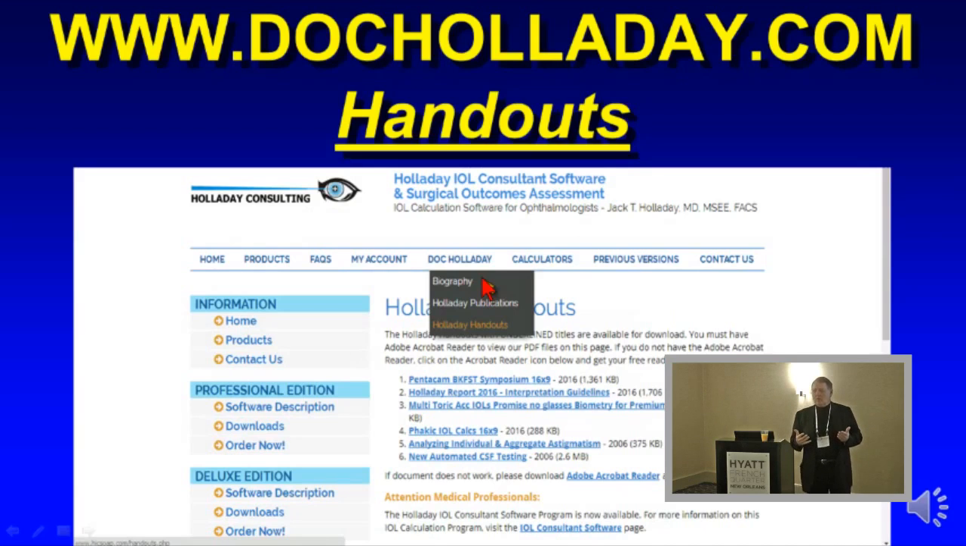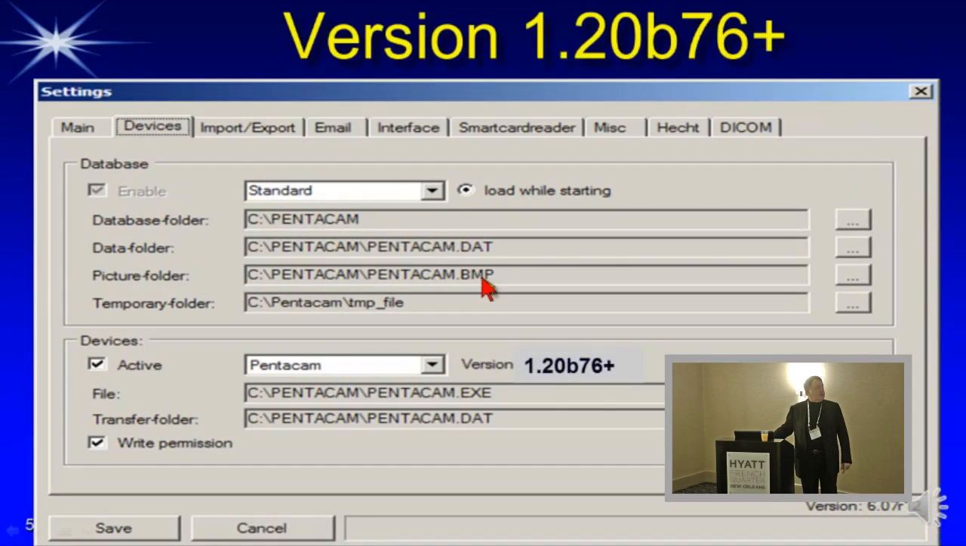So we're going to go through this this morning, but you should have two things in front of you. One is the slide presentation, but the other is the interpretation guidelines. And the interpretation guideline, as I said, is for you to go through in detail to understand what it is. And I have these available on my website also. You go up to Doc Holladay and then go to handouts. And it also has other handouts that we have here at the Academy.